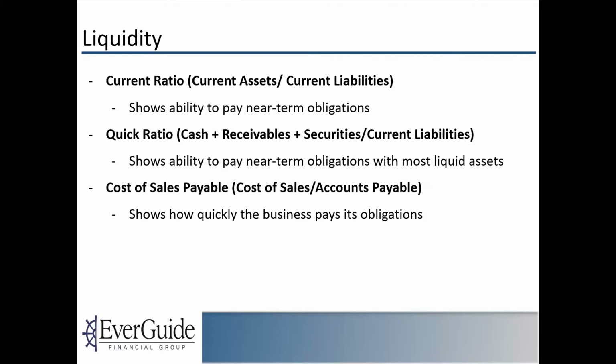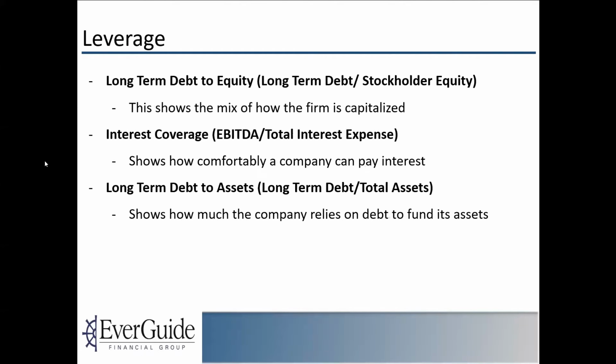And then the last one is cost of sales. This is your cost of sales divided by accounts payable. Again, this is just showing how quickly you can pay your short-term obligations for any of the vendors that you have. Next, we'll look at leverage.